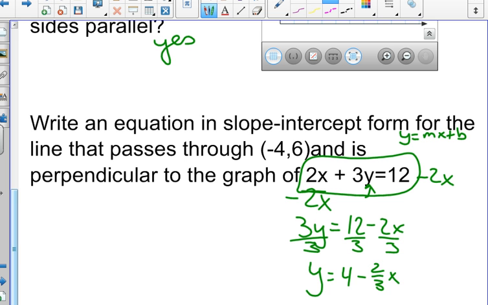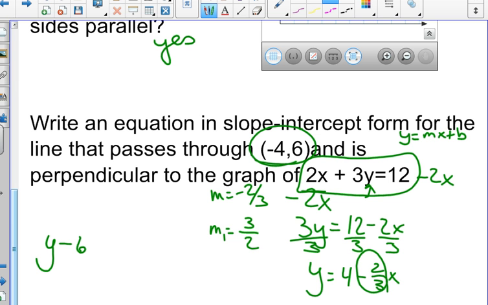Okay, so our slope is right here, -2/3, of this line. Well, our line needs to be perpendicular, so it needs to be the opposite reciprocal, which is +3/2. That is our new slope. Then we want to use this point. Now we have our slope and a point, so we're going to use point-slope. y minus 6 is equal to 3/2, our new slope, times x minus our new point. So this is a plus.